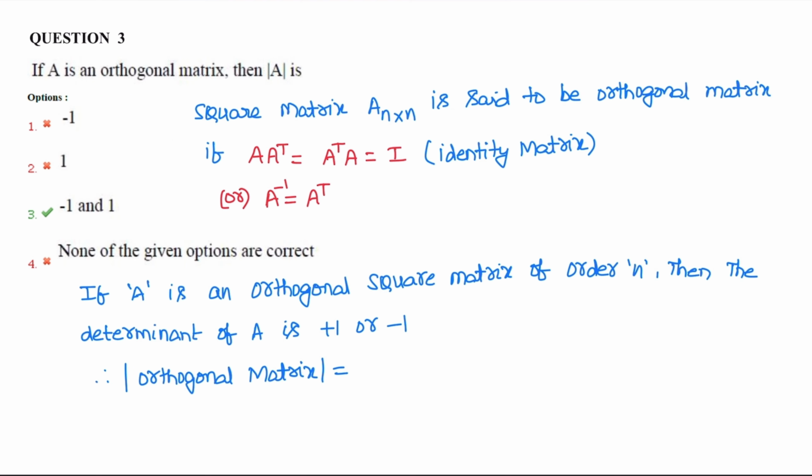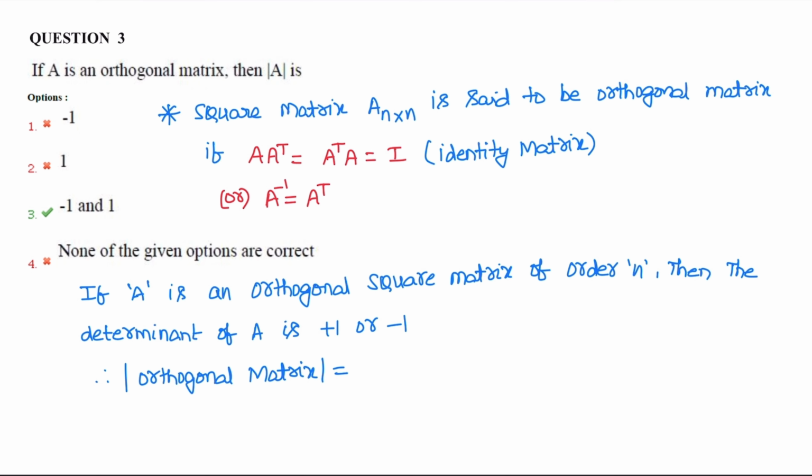Question number 3. If A is an orthogonal matrix, then determinant of A is. So we know that a square matrix of order n by n is said to be an orthogonal matrix if A transpose A is equal to the identity matrix, or otherwise A transpose is equal to A inverse.